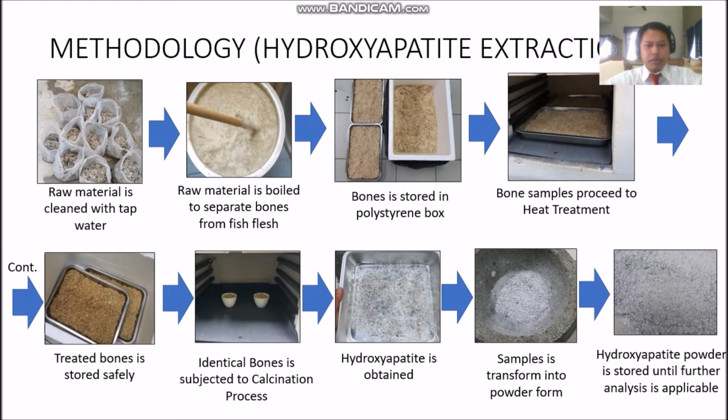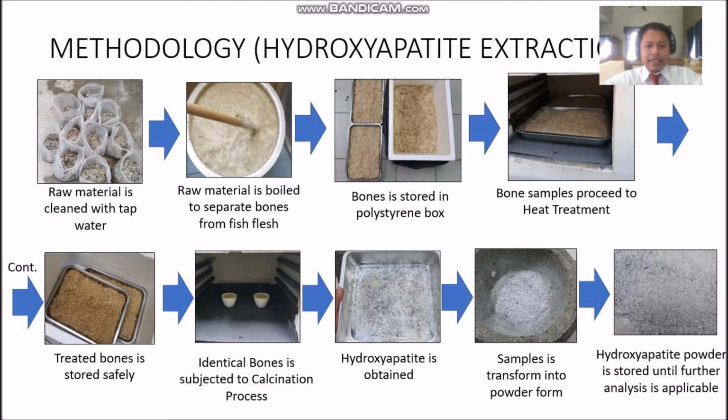Now, I will explain to you the basic principle of extracting hydroxyapatite from waste fish bone that has been performed for this project. Firstly, raw material is obtained and cleaned with tap water. After that, waste fish bone will be removed from organic substances and fish flesh by boiling them for 1 hour in a large pot filled with water at 100 degrees Celsius.